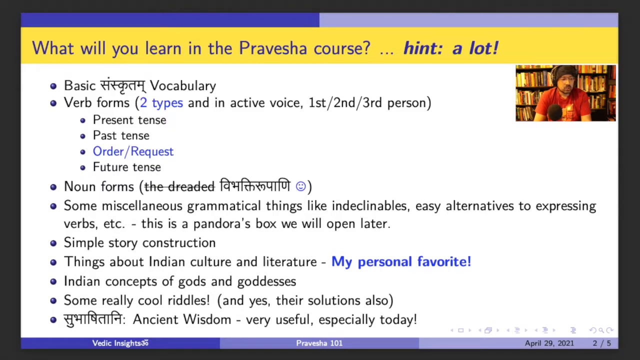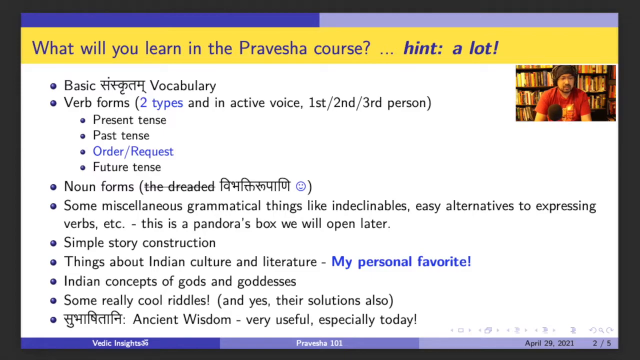And then along the way, you also pick up some miscellaneous grammatical things like indeclinables. So stuff that doesn't change with tense, stuff that doesn't change with number. These are words that you'll use on a daily basis when you're speaking Sanskritam. So, for example, and, or, things like if, then, as, so, when. All of these things will be packed in through various chapters. So you'll learn them again piecemeal.